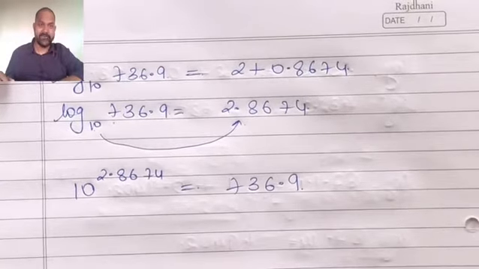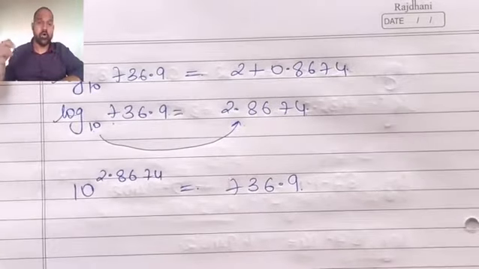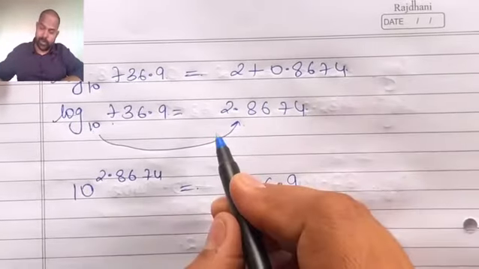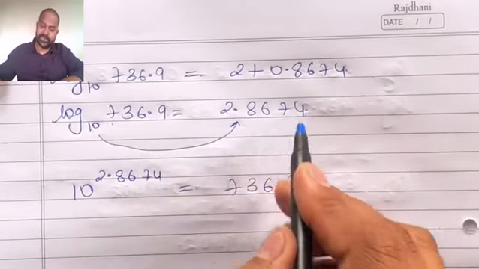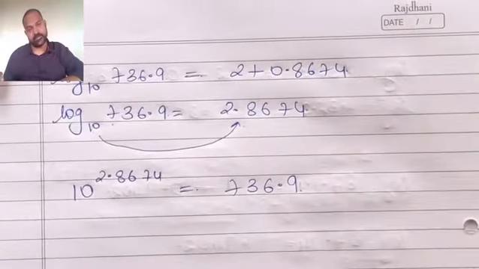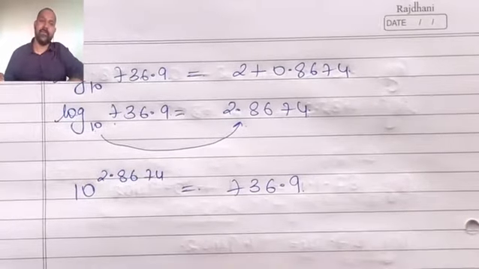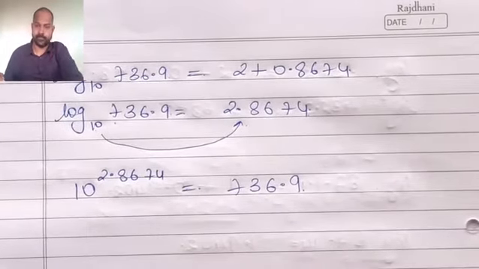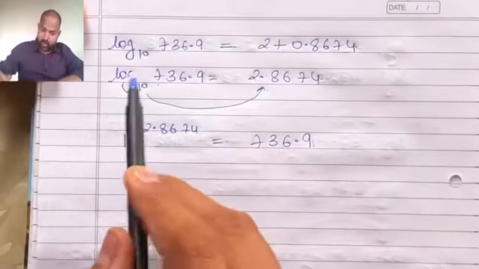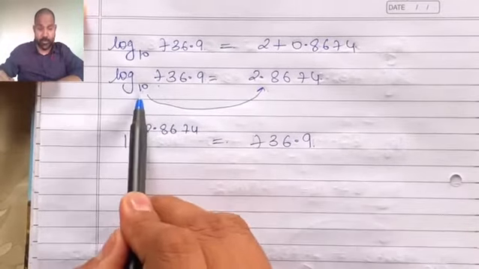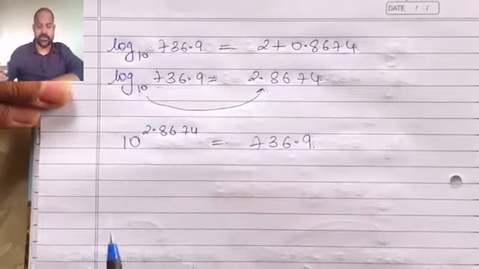Whenever you are asking me the log of a number to the base 10, you are basically asking me what should I raise 10 to get the number 736.9. So I should raise 10 to 2.8674 to get the number 736.9. I hope this is understood, because I'm going to elaborate on this a little more. If you've understood that, when you are asking me the log of 736.9 to the base 10, you are basically asking me what should I raise 10 to get the number 736.9.